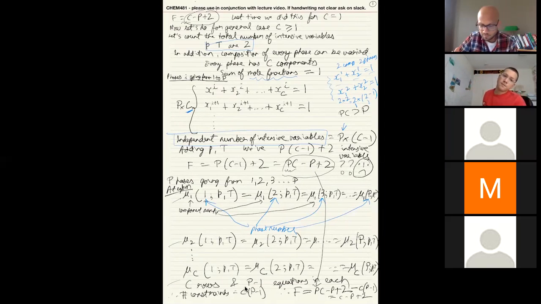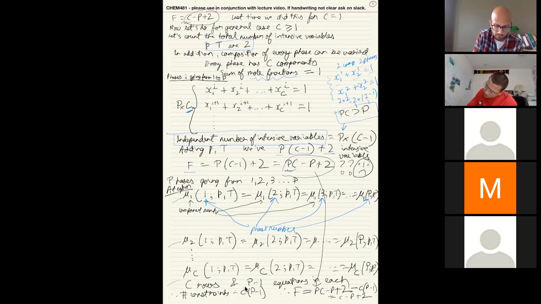So that's our first point of writing down the number of degrees of freedom. This is only using mole fractions. So if you add pressure and temperature to it, you get P multiplied by C minus 1 plus 2, which amounts to F is equal to PC minus P plus 2. This is not what we set out to prove. What we set out to prove was F is equal to C minus P plus 2. And clearly PC is more than P. So we overcounted, we forgot some constraints.